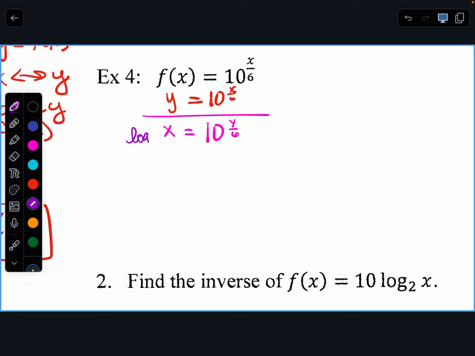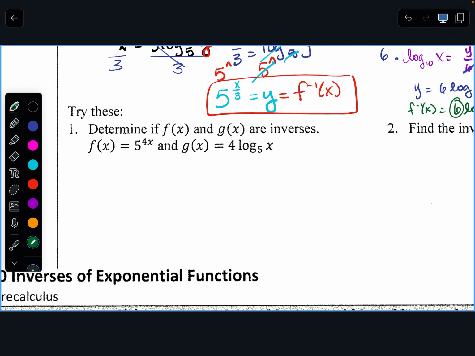All right, so let's try these two. Go ahead and push pause and try them on your own and then check back in with me. All right, we're back. Let's see if you got the same thing as me.